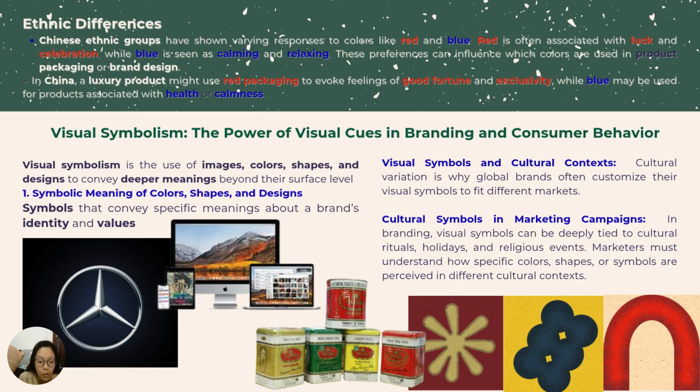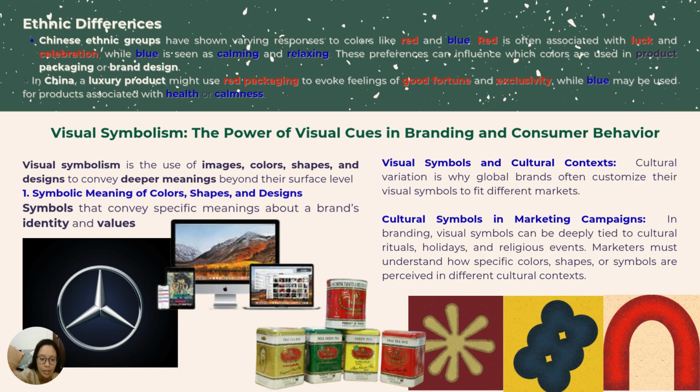Therefore, McDonald's and KFC use red and yellow in their logos and store designs to stimulate hunger and excitement. But they also understand that red in different cultures can have different meanings. So in Japan, red symbolizes happiness and energy, making it an effective color for these brands. So they are all positive. So that's why they don't change.